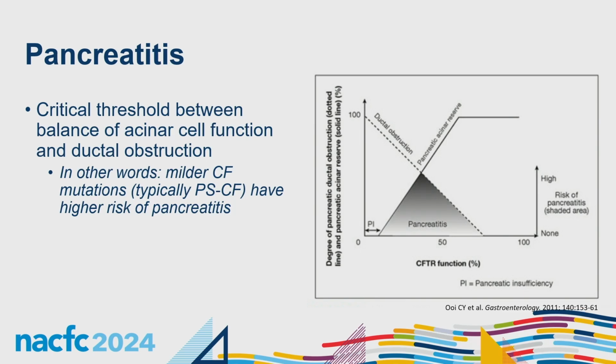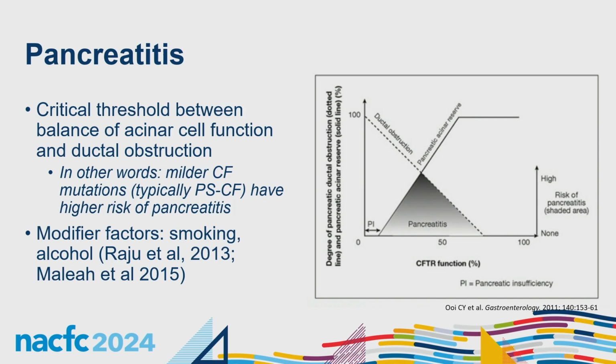In other words, milder CF mutations, typically pancreatic sufficient cystic fibrosis, have a higher risk of pancreatitis. Of note, modifying factors exist, including smoking and alcohol use, which can increase the risk for pancreatitis.